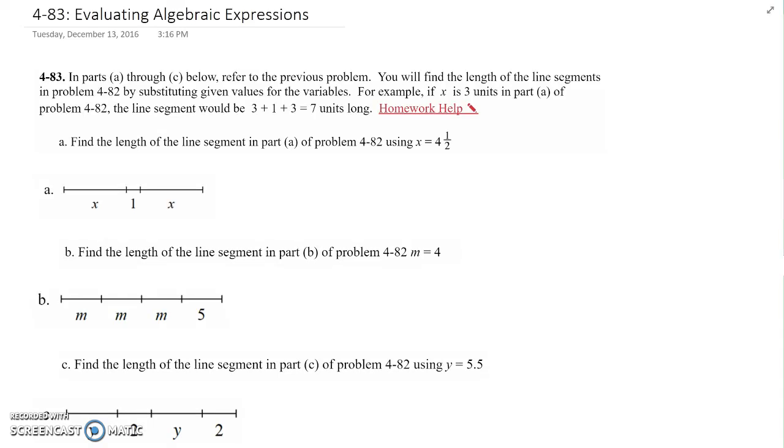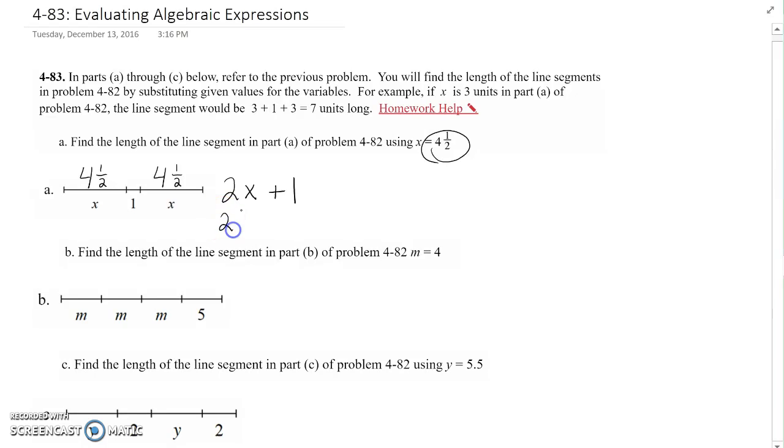Here is problem 483 about evaluating algebraic expressions. So hopefully you guys remember this from the last question, 482. We talked about the algebraic expressions here. We talked about that this was 2x plus 1. And they're saying, well, what if we know what x is now? What if we know that this is 4.5 units or 4.5 feet? And what if we have two of those?